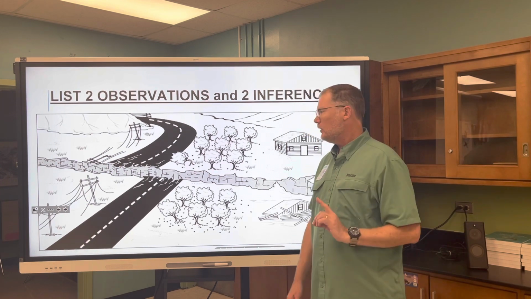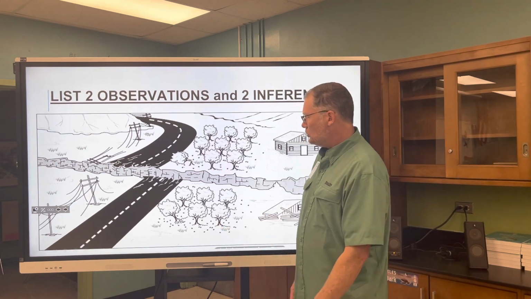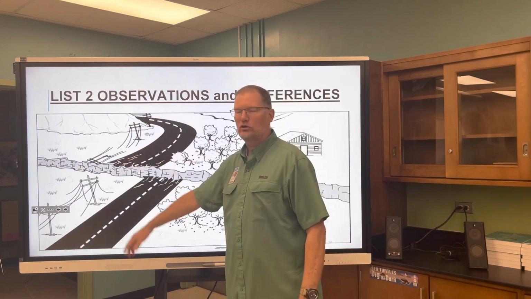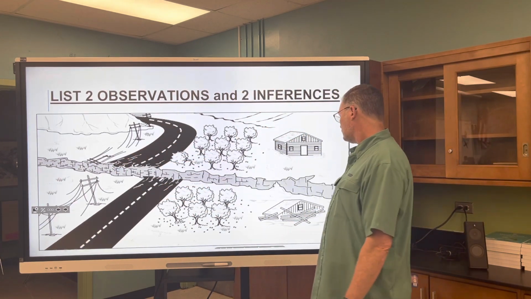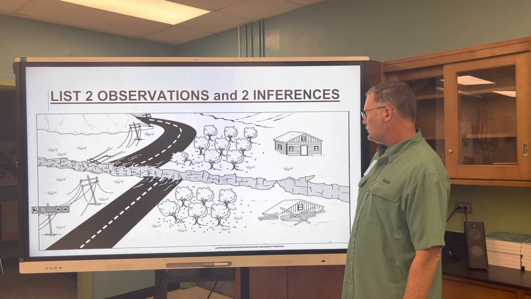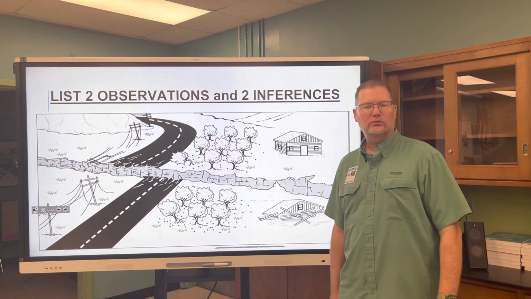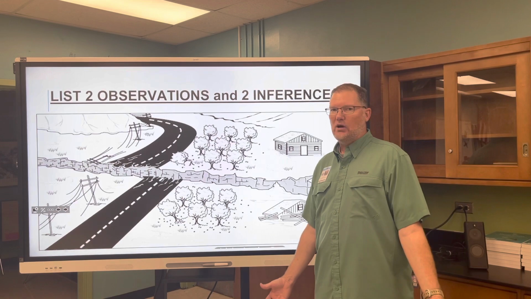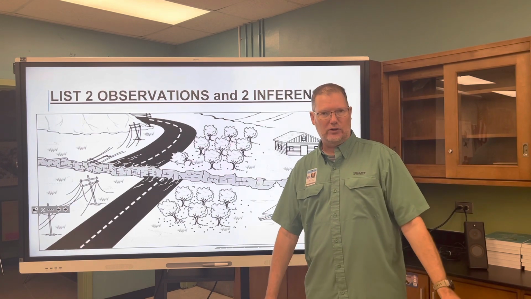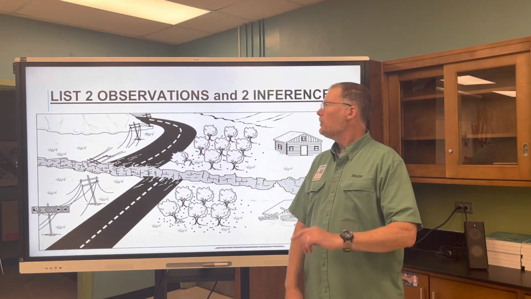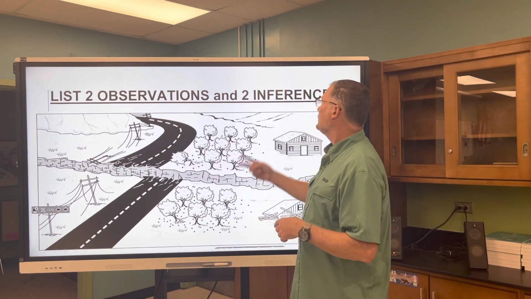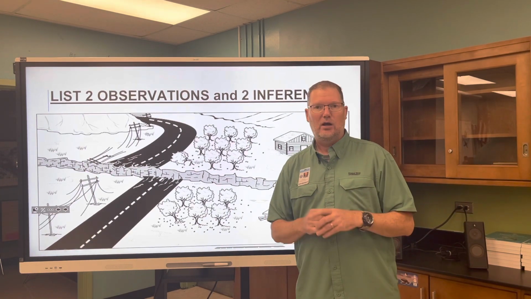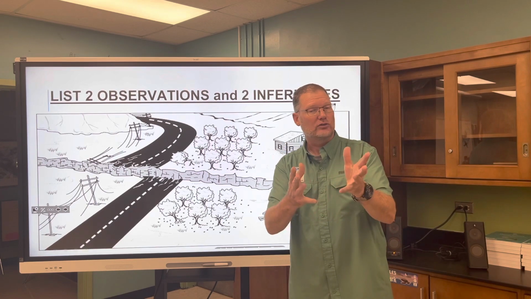See the difference? Okay. Another observation is the electrical lines are broken. Observation. One house is wrecked, one house is not. I didn't explain any of it. I made no inferences. Now that's 3 observations. We're only supposed to do 2. Let's do 2 inferences based off of those observations, okay?